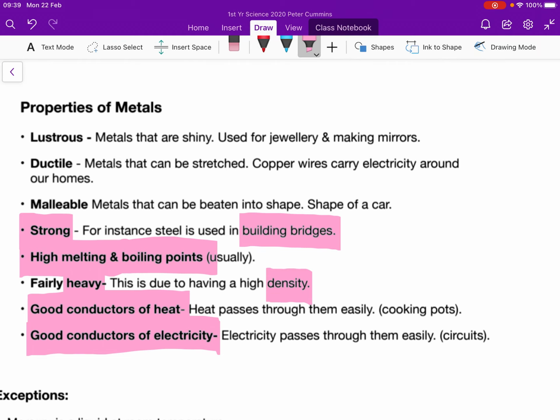And if I want to turn a metal into a gas, well, I'm going to have to boil that at an extremely hot temperature. It's not going to be like water, where you can boil it to 100 degrees and it turns into a gas. So they're the kind of thing. They're strong, they're heavy, they have high melting points and boiling points, and they conduct heat and electricity really well.